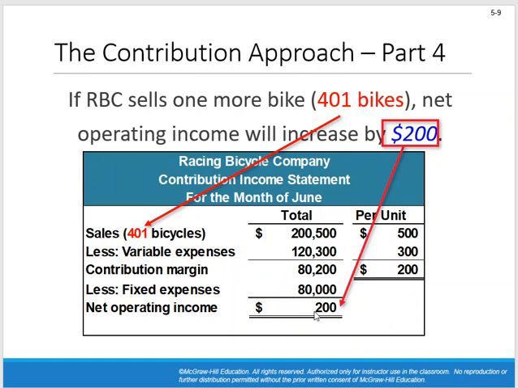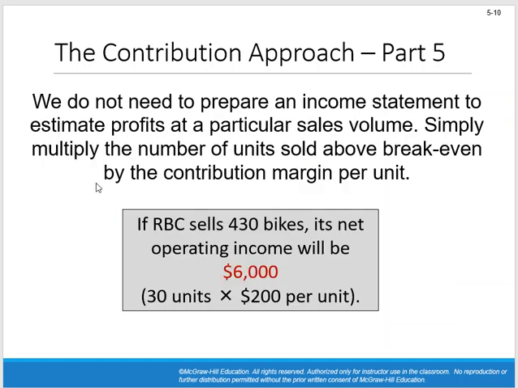So we can think of our net operating income in relation to our break-even point. Each time we don't have to prepare a new income statement necessarily. We can figure out how many units I am over break-even or under break-even, and just multiply that by $200 per unit, our CM. So for example, if RBC sells 430 bikes, net operating income will be $6,000, and we can do that quickly. We'll just take 30 units above break-even times $200 per unit, which was our CM per unit, right? So 30 times 200 is 6,000.